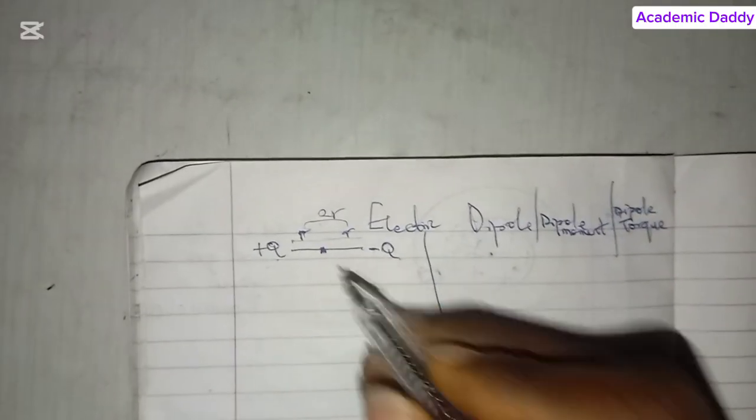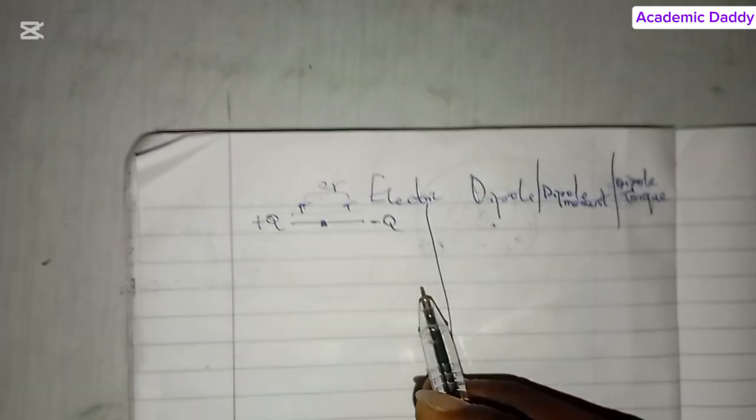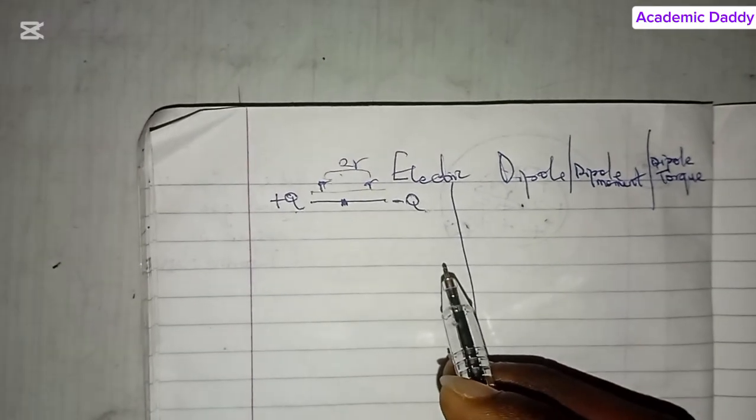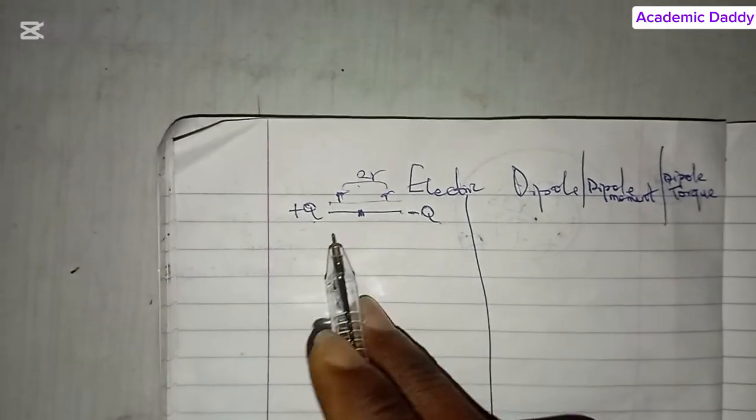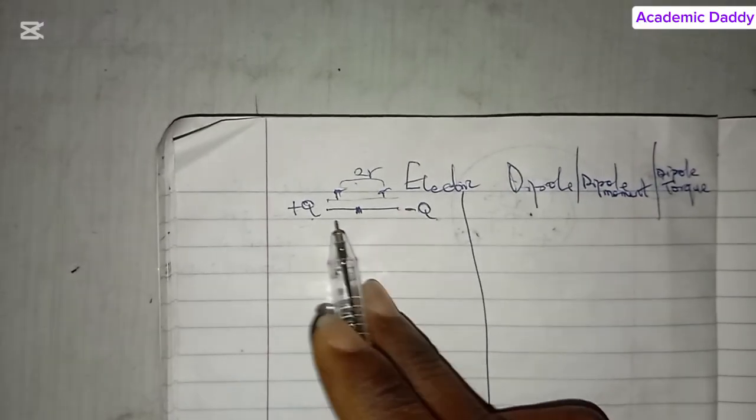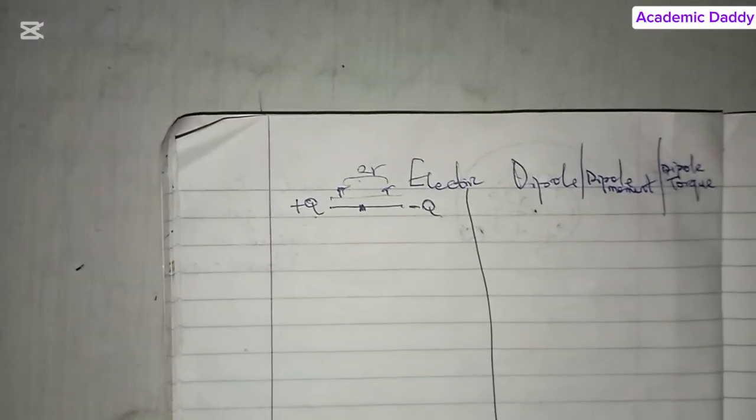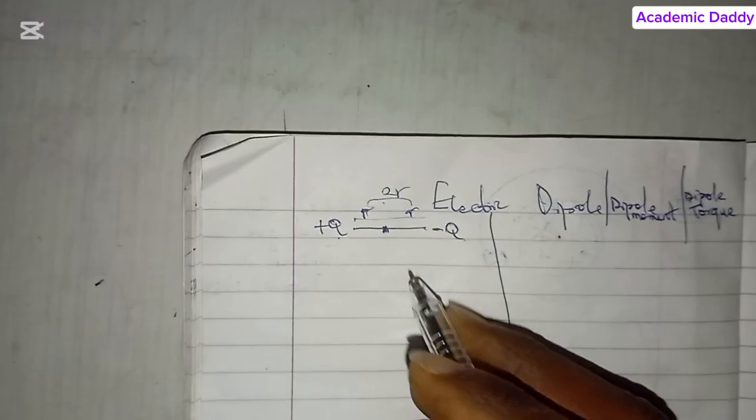It's just like when we did couples. If you remember, when we did moments, we said something about forces that are equal but opposite. So when we have two charges that are equal and opposite, you call it a dipole.